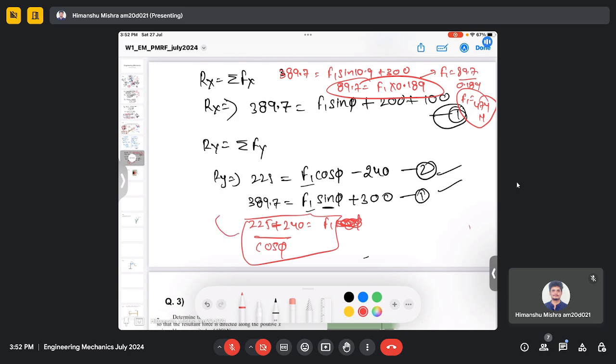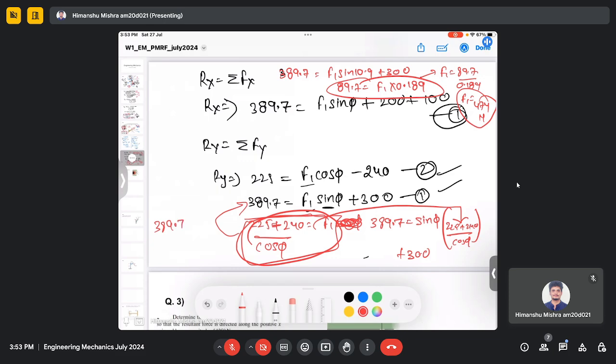Now I can substitute the F1 here. So it will be 389.7 equals sin phi, and in the bracket plus 300. So in the bracket I will substitute this expression, which is 225 plus 240 divided by cos phi. So it will be 389.7 equals tan phi, some quantity in the bracket, plus 300. So you will get 89.7 equals tan phi multiplied by this quantity 225 plus 240. Then you can get this phi.